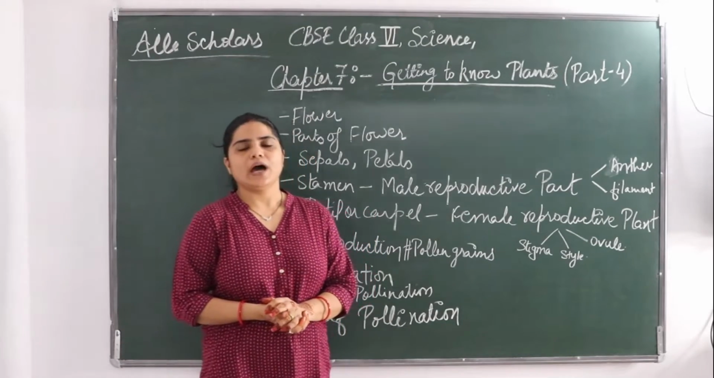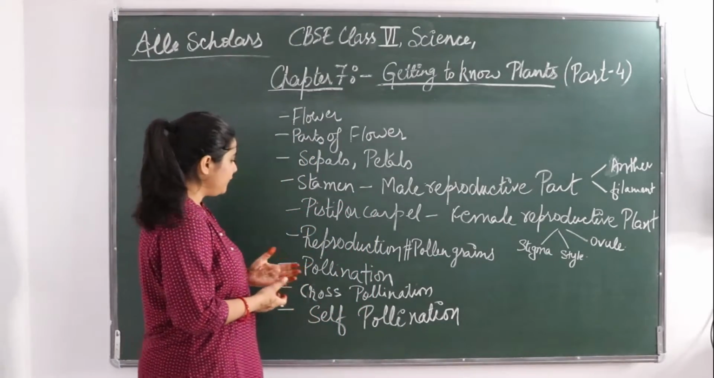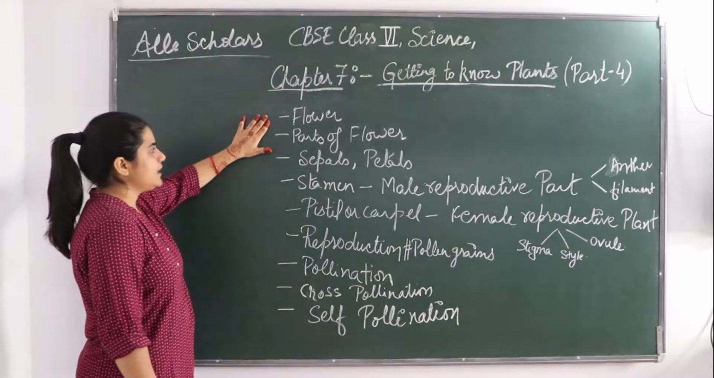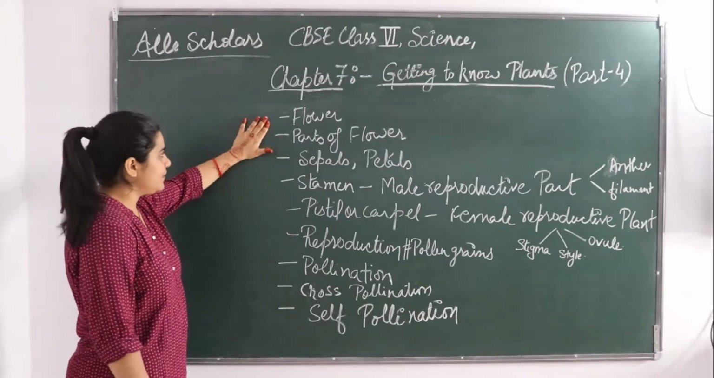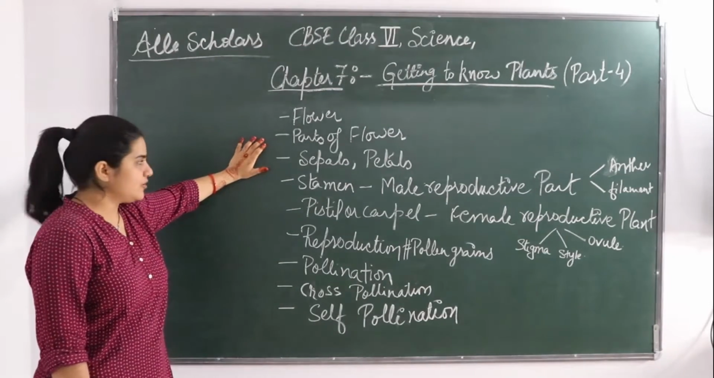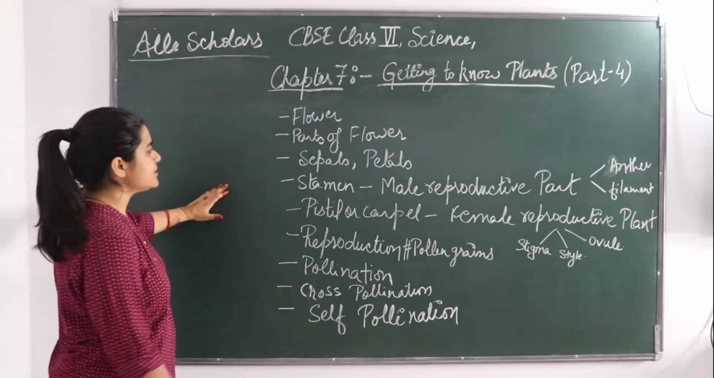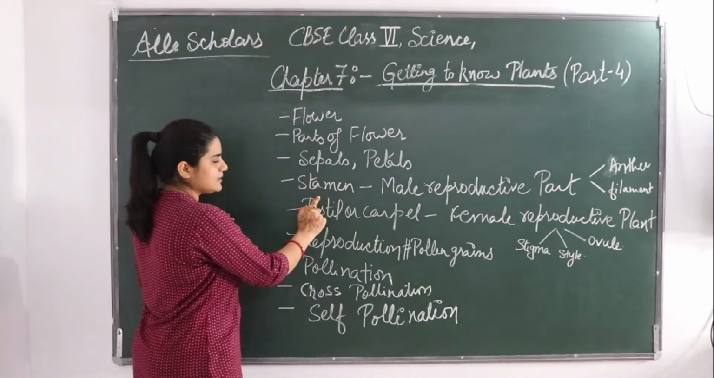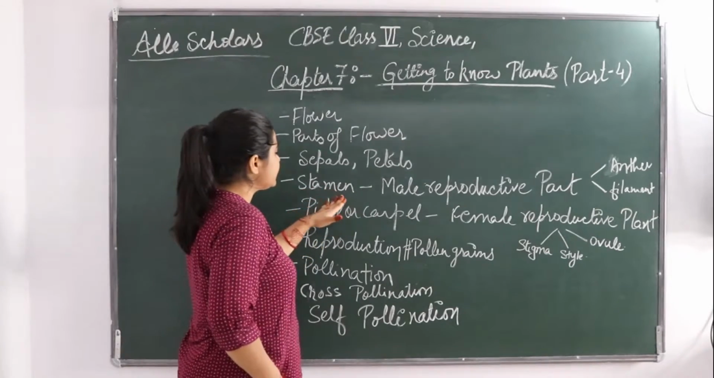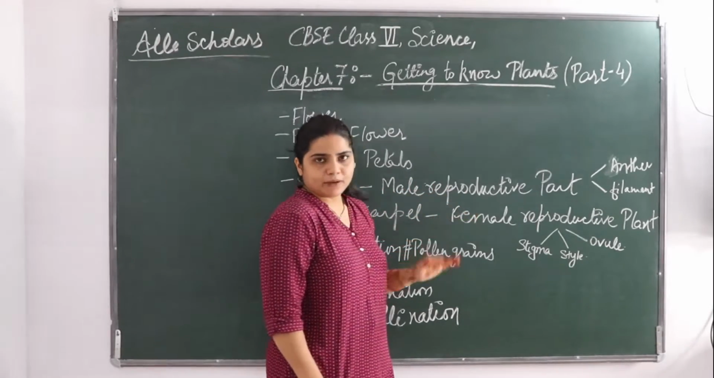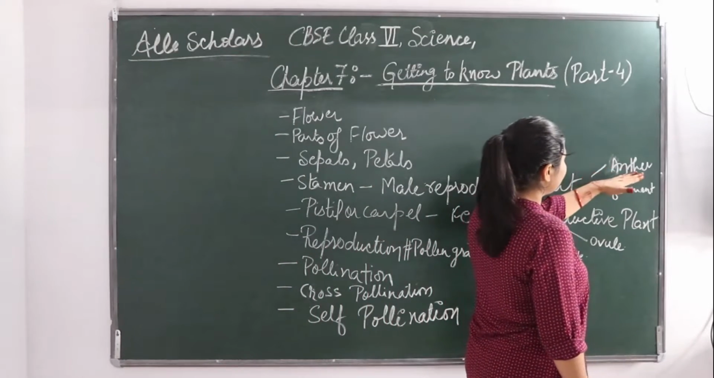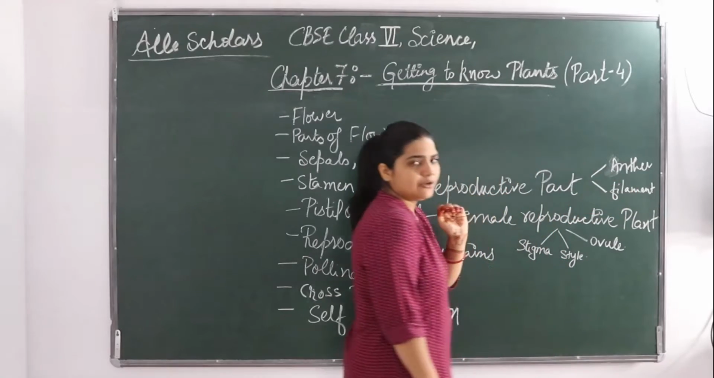In today's video I will be discussing flower, seed and fruits. So first we will see some features of a flower, then the parts of a flower. There are 4 main parts of a flower that we are going to discuss: the sepals, petals, stamens and the pistil or carpel. The stamen is the male reproductive part. It has 2 further parts, that is anther and the filament.